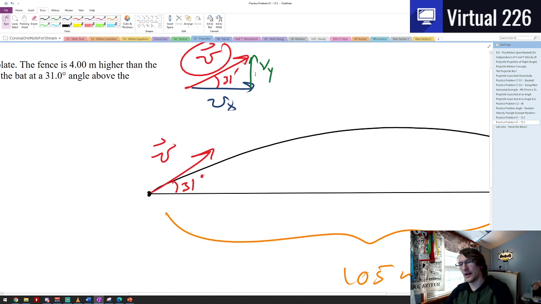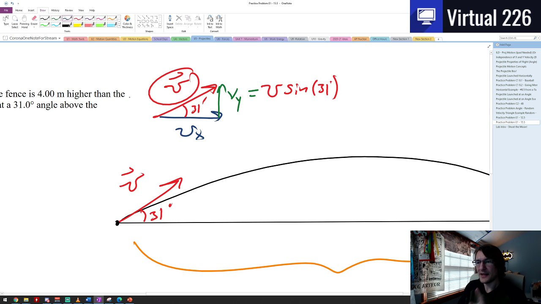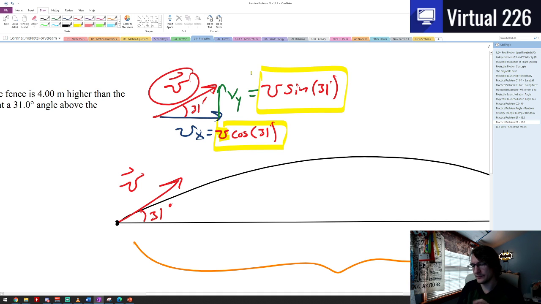Let's go up into our velocity triangle right here and recognize something real quick. This y velocity would be equal to the full velocity coming off the bat times the sine of 31 degrees. This x velocity would be the velocity coming off the bat times the cosine of 31 degrees. We just use SOHCAHTOA. Now I still don't know what these values are because I don't know what V is, but I know this is a true statement.